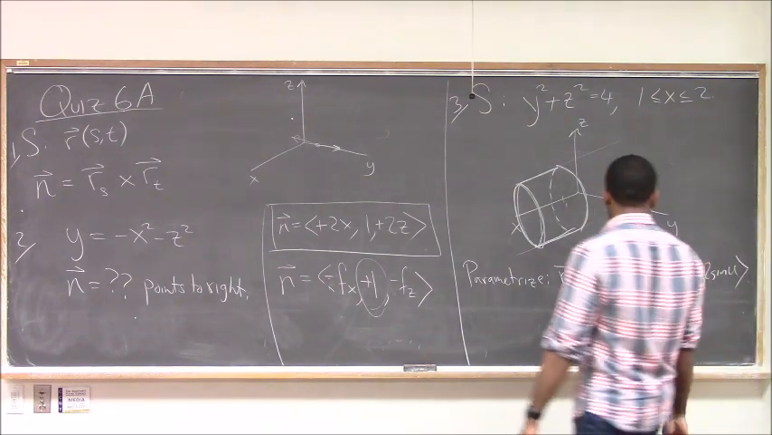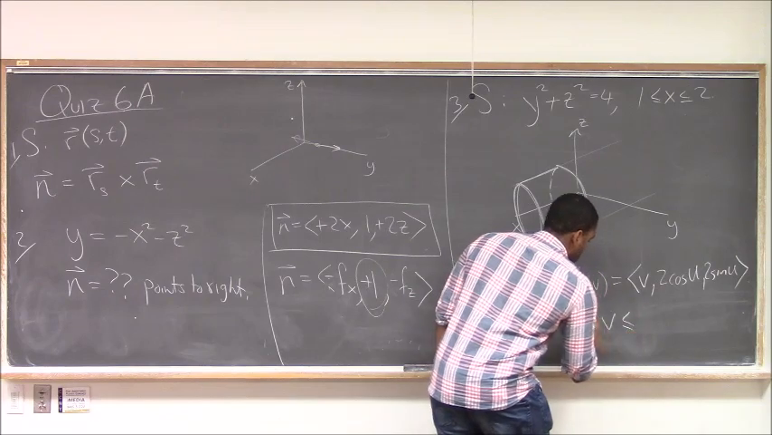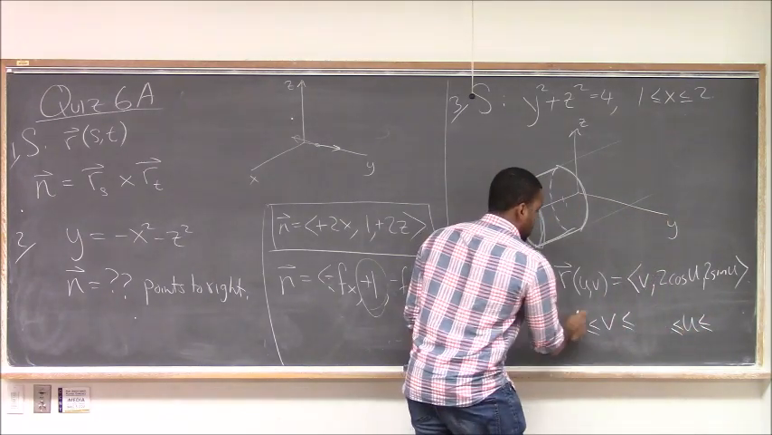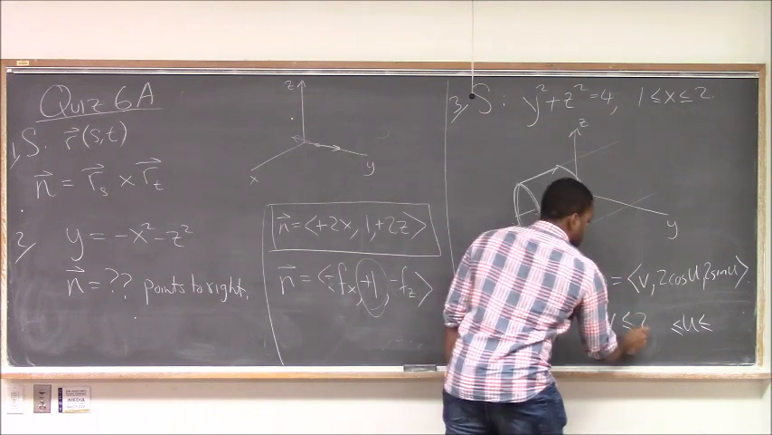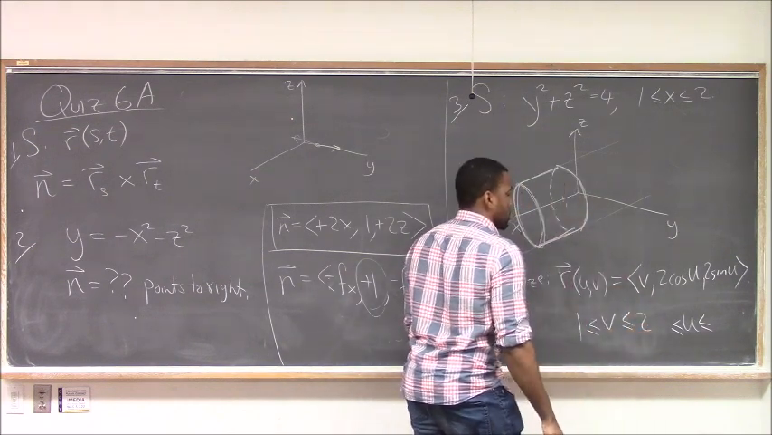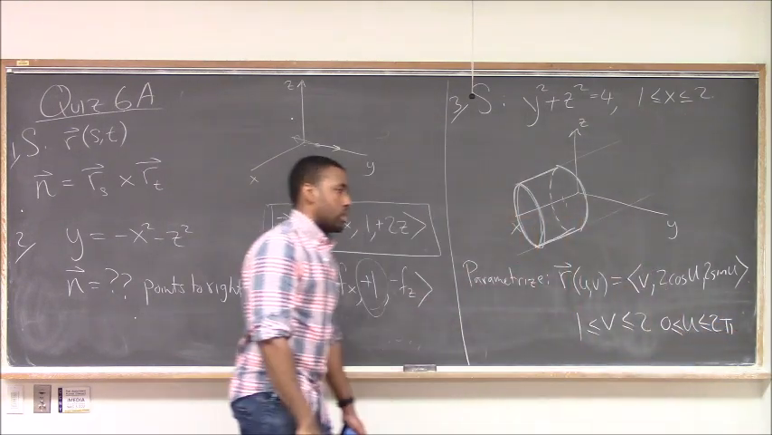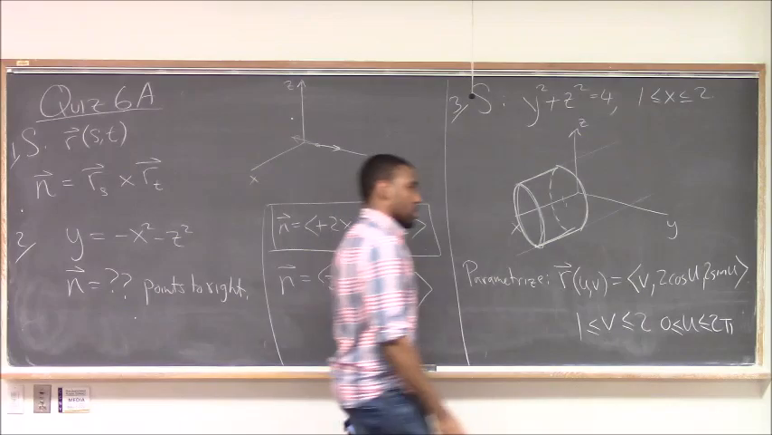Anything similar to that? The limits? What would be your v limits? What would be your u limits? v would be 1 to 2. v is just the x value, so it's just going between 1 and 2. And the u? 0 to 2 pi, because that would give me the full circle in the yz plane. So that would be the parameterization, or anything similar.